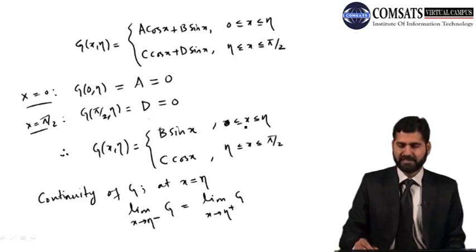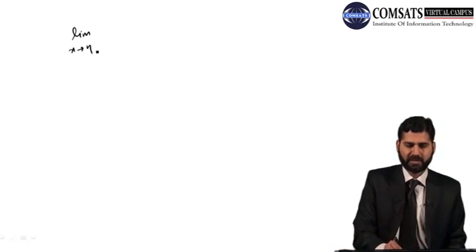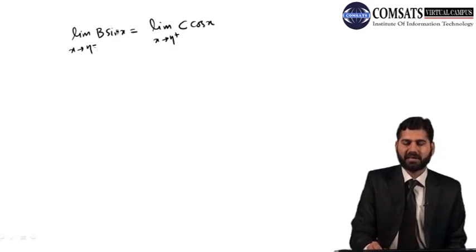From the left, in this interval, if x goes to eta, you get b sine x. On the left hand side we have the limit as x goes to eta of b sine x, and on the right hand side the limit as x goes to eta from the right of c cosine x. So now as x goes to eta, this will be b sine eta and this will be c cosine eta.